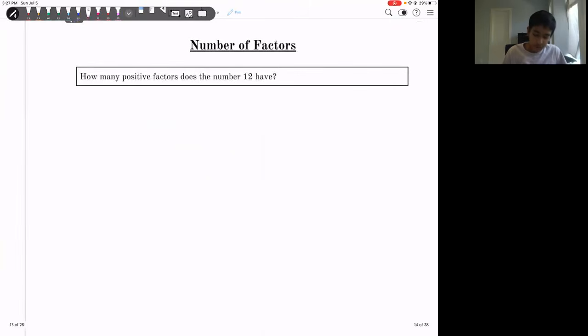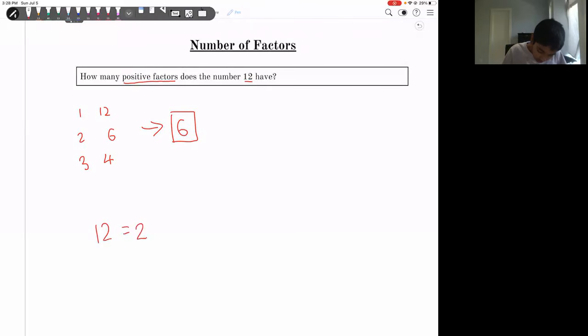So there's a special trick to finding the number of factors of a number. Let's look at this problem. How many positive factors does the number 12 have? One way of doing this is just to list them all out. So we can have 1 and 12, 2 and 6, and 3 and 4. So this gives us 6 factors. But there's an easier way of doing this. Let's look at the prime factorization of 12. 12 is equal to 2 squared times 3.